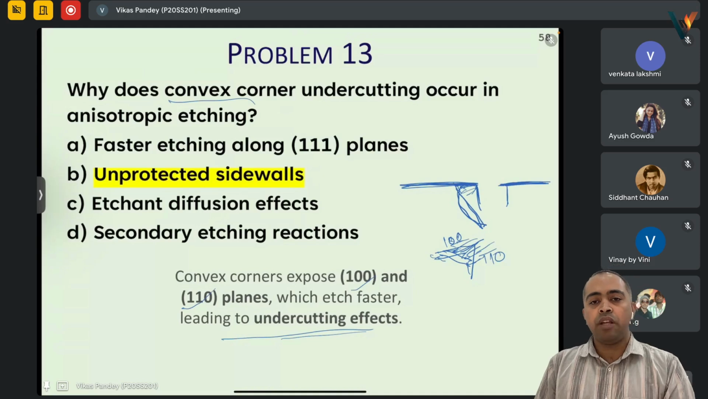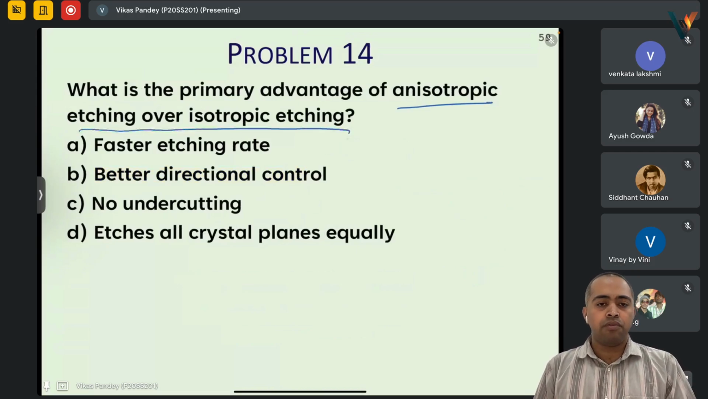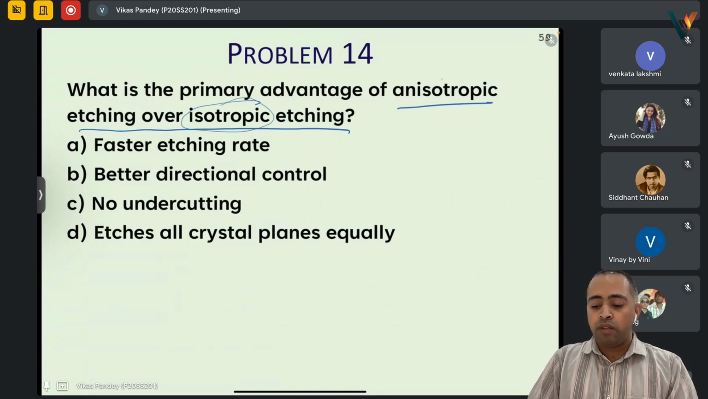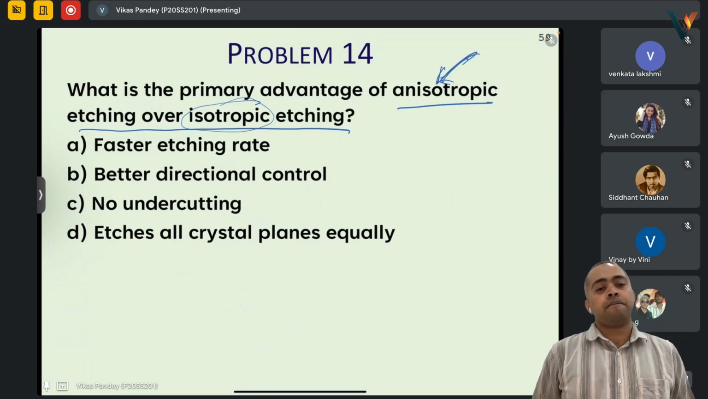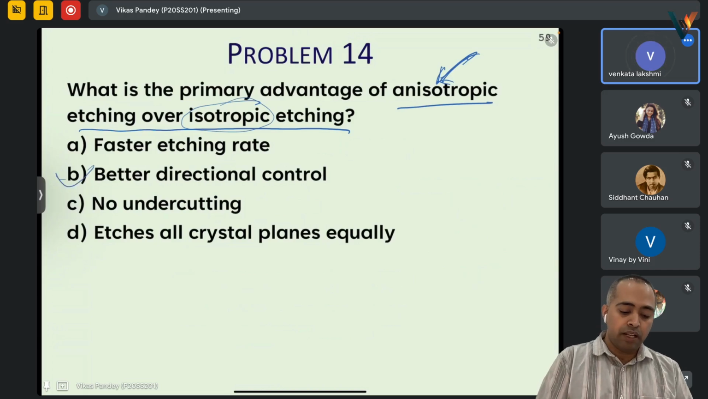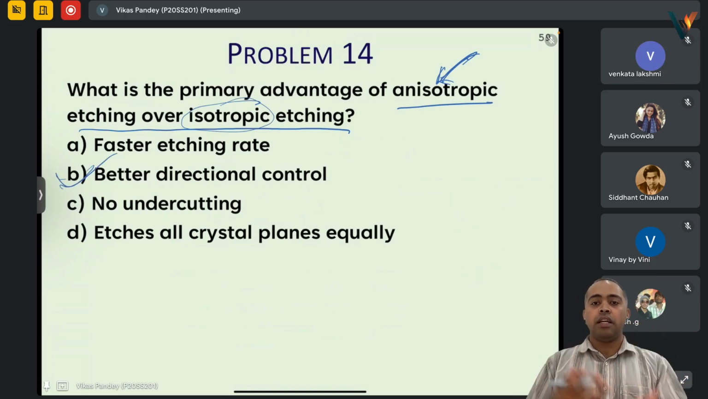What is the primary advantage of anisotropic etching over isotropic etching? Faster etch rate, better directional control, no undercutting, or etches all crystal planes equally? Isotropic means equal in all directions. So what is the advantage of anisotropy? Better directional control, because here it will be in one direction since it is anisotropic.